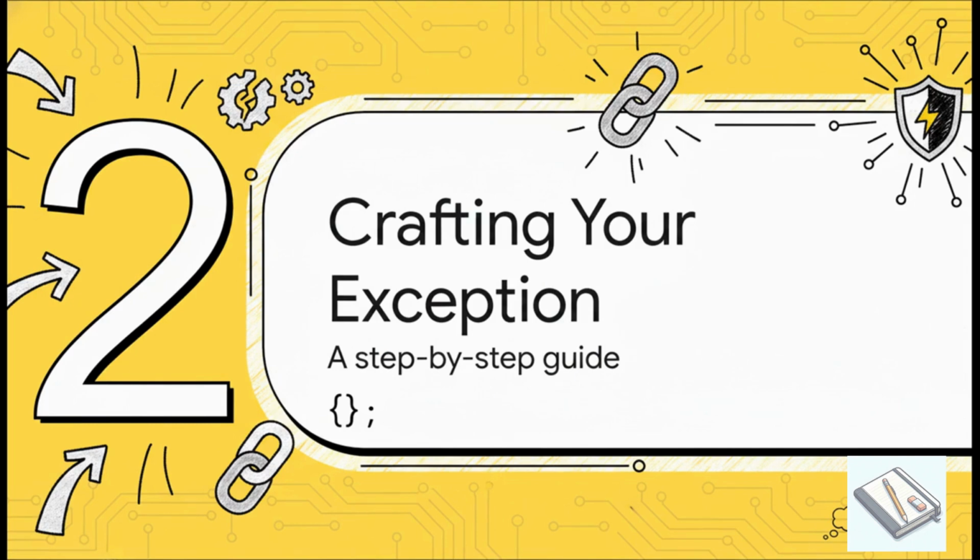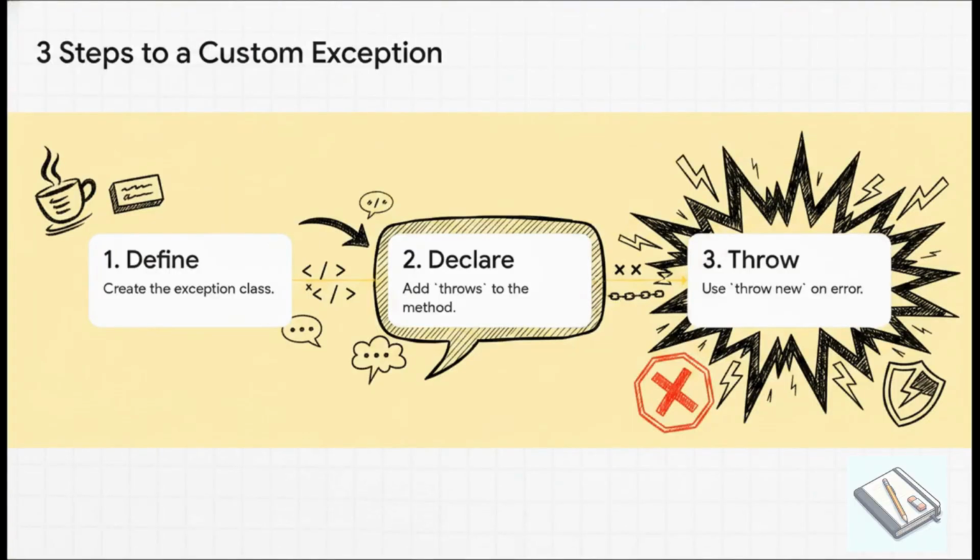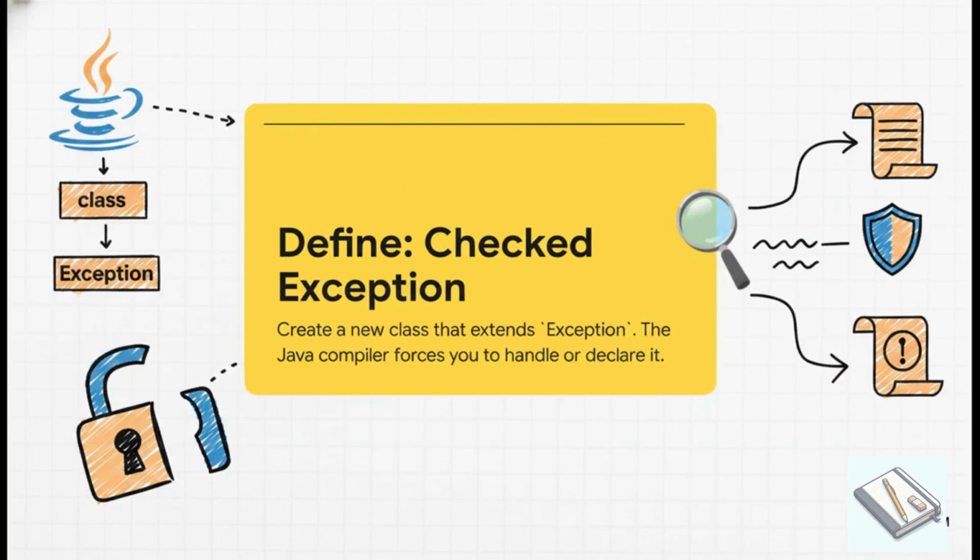So, how do we get from that vague error to a really meaningful one? Let's get our hands dirty and build out this pattern. It's simpler than you might think. It really all boils down to just 3 steps. First, you define your new exception as a class. Second, you declare that your method can throw this new exception. And third, when the error actually happens, you throw it. Define, declare, throw.